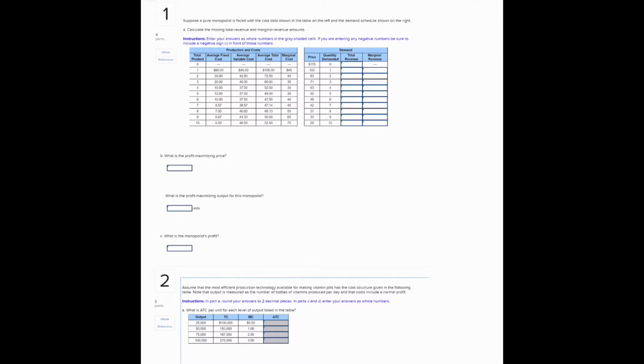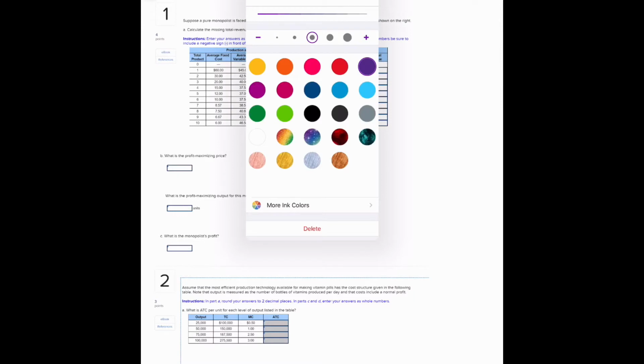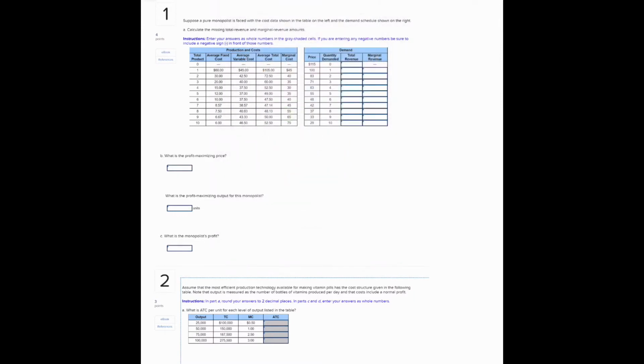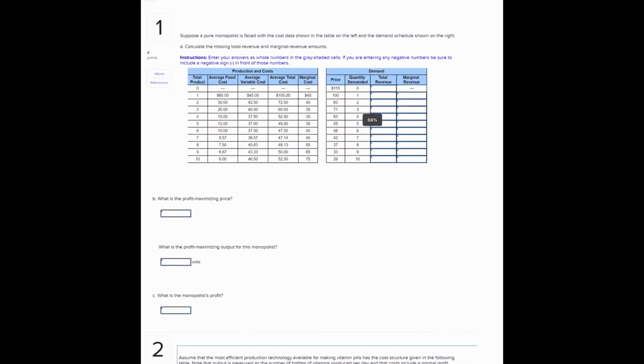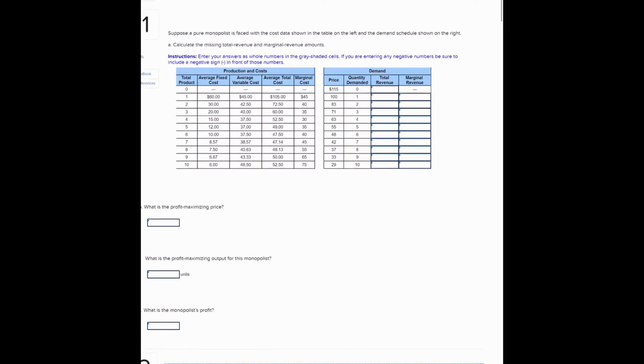A pure monopolist is faced with some cost data and some revenue data. So our job is to answer parts B and C. What is the profit maximizing price and output, and what will the monopolist profit be? So this is going to be one of those multi-part problems where we want to make sure we know each step of the process and we go through it. We're going to start with calculating the missing information in this chart, total revenue and marginal revenue.